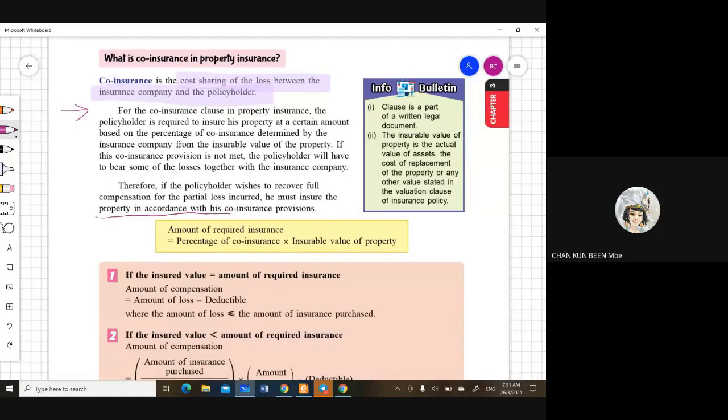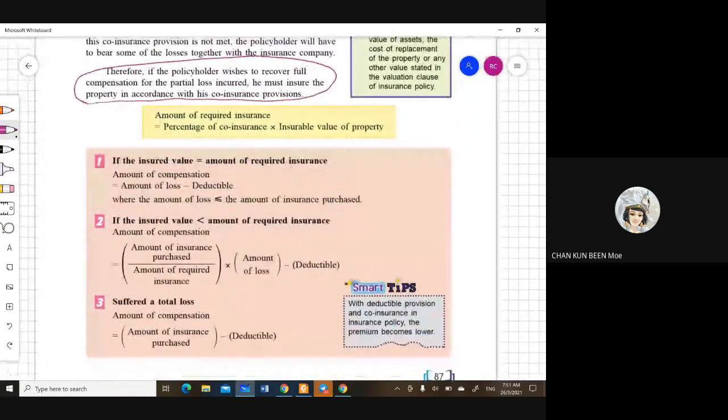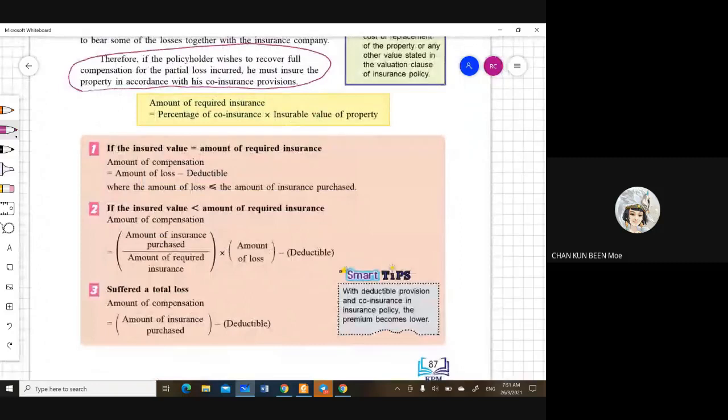provisions over here, which means from the provision of the insurance, he must follow and pay the full sum of amount. Okay, if he pays less than that, then he has to pay the co-insurance together with the insurance company. Okay, so if you look at the amount of required insurance over here, it is equal to the percentage of co-insurance multiplied by the insurable value of property. Okay, that is the amount of required insurance. You need to know this word. The required insurance means the amount that is required from the policy.